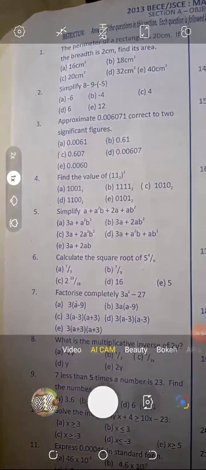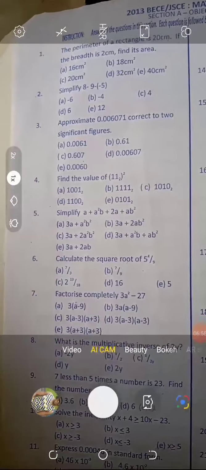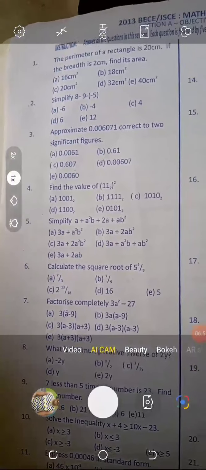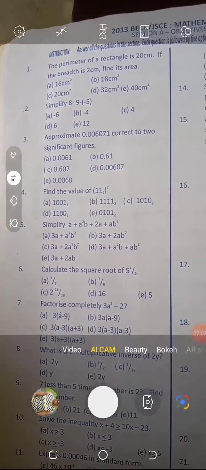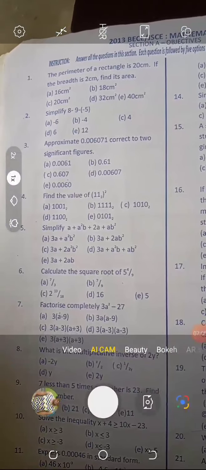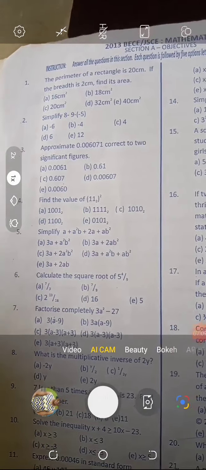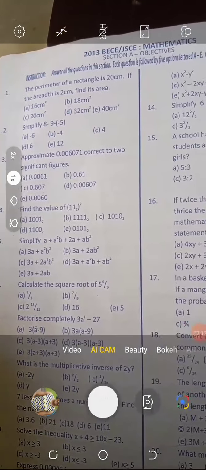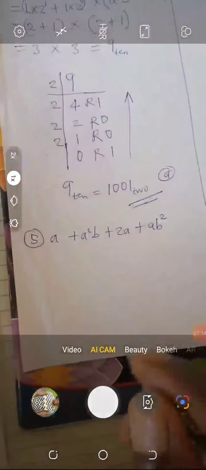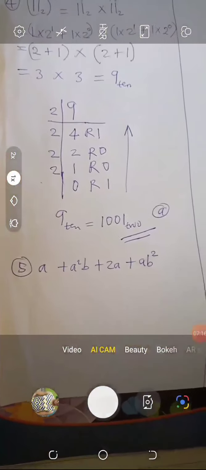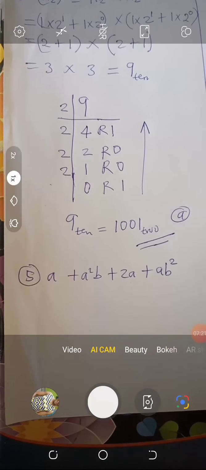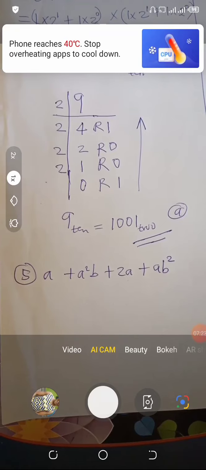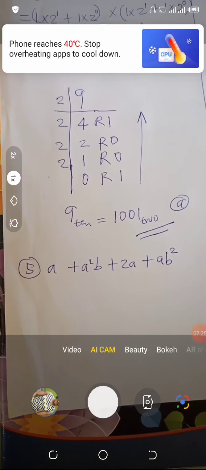So question number 5 said we should simplify this. We have A plus A square B plus 2A plus AB square. So over to the solving, we have A plus A square B plus 2A plus AB square.